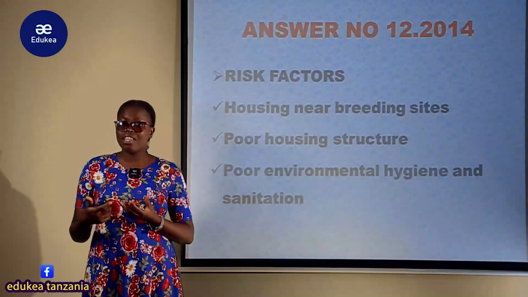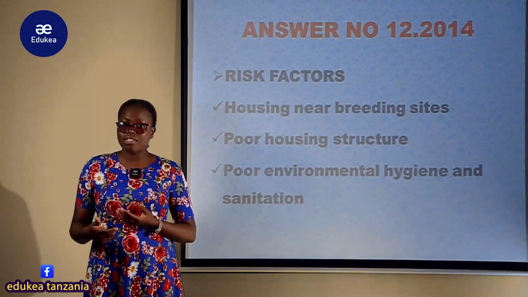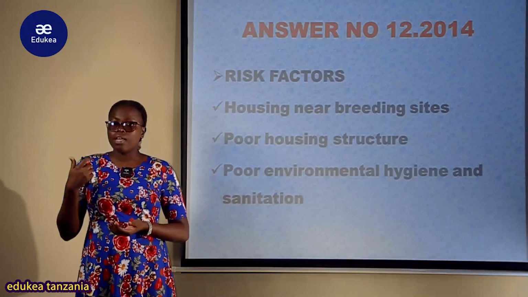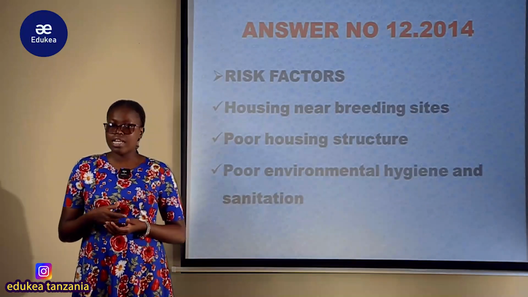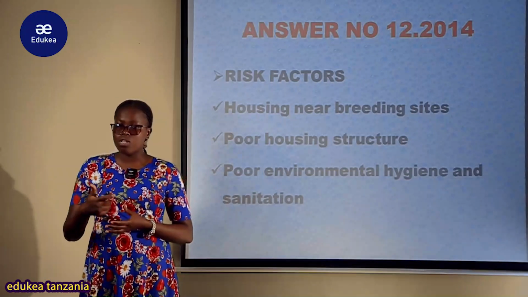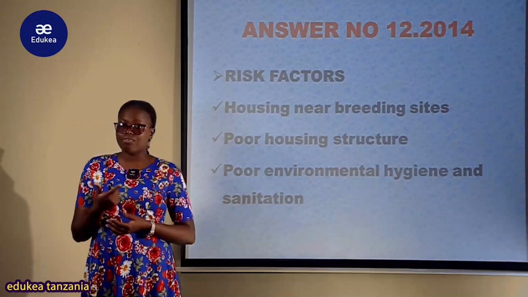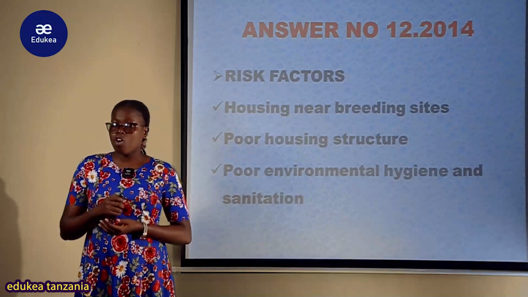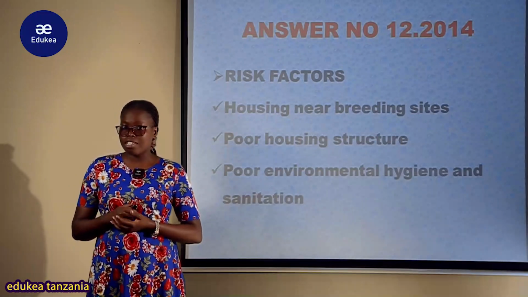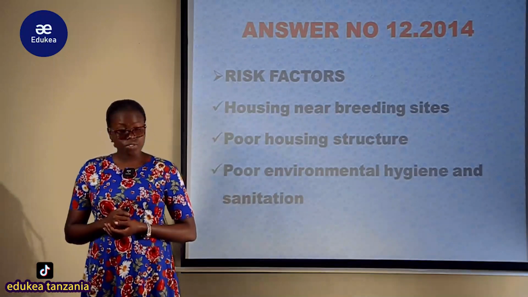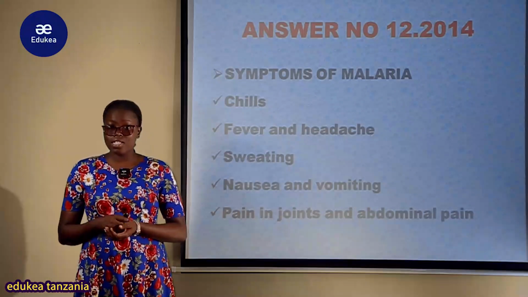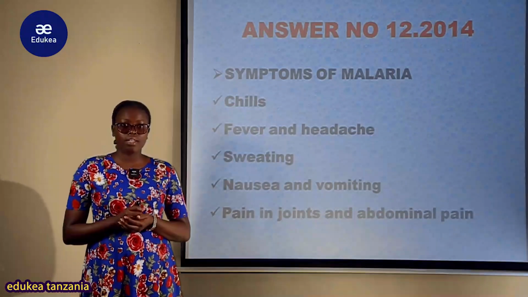For example, living in an area where there are long grasses or poor drainage provides a good, conducive breeding site for this mosquito, and might put a person in great danger of being infected by the Plasmodium species causing malaria. So the question also asks you to state the signs or symptoms of malaria.